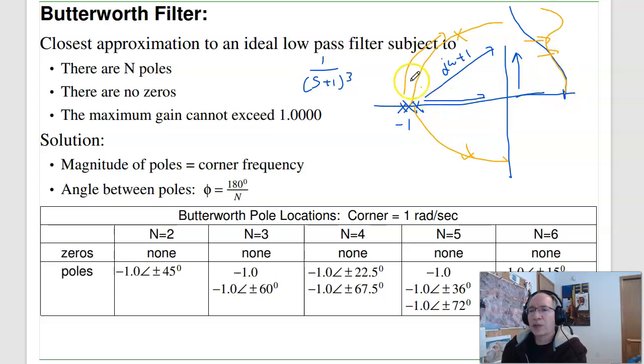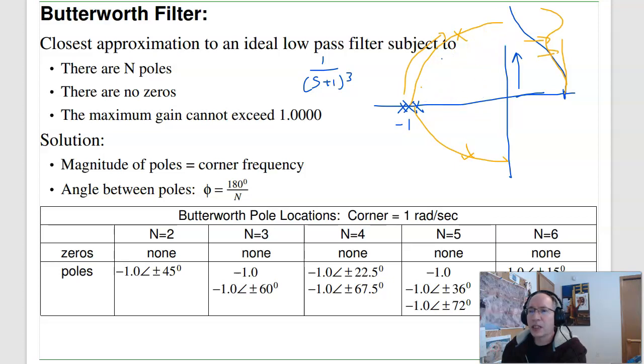A Butterworth filter is how far out can I move it until the gain never goes above 1. And there is only one answer. Turns out it's symmetric. The Butterworth filter, the amplitude of all the poles is 1. This is for a corner at 1.